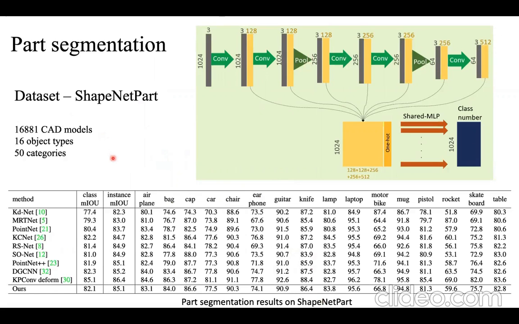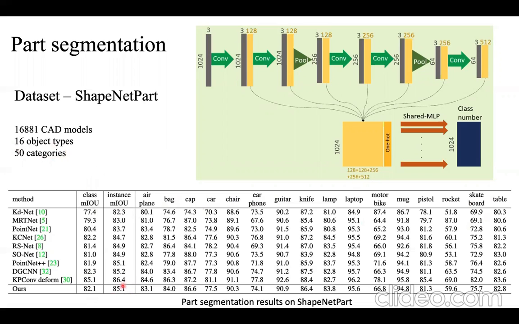Okay, so for segmentation, they are using the ShapeNet part dataset, which has 16,881 models with 16 categories, 16 different types of objects, including the subcategories. For example, for a given aeroplane, the tail, the wing, the engine, all those subcategories. Totally, there are 50 categories.